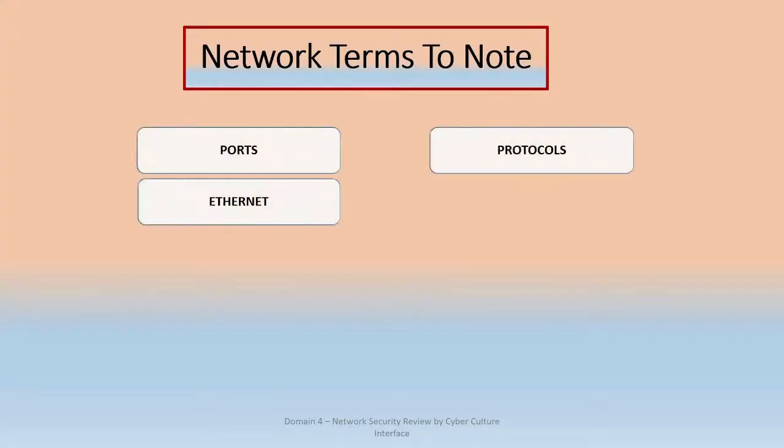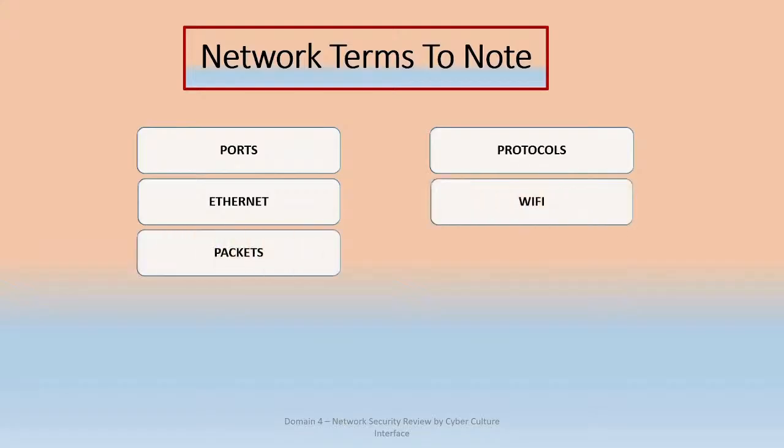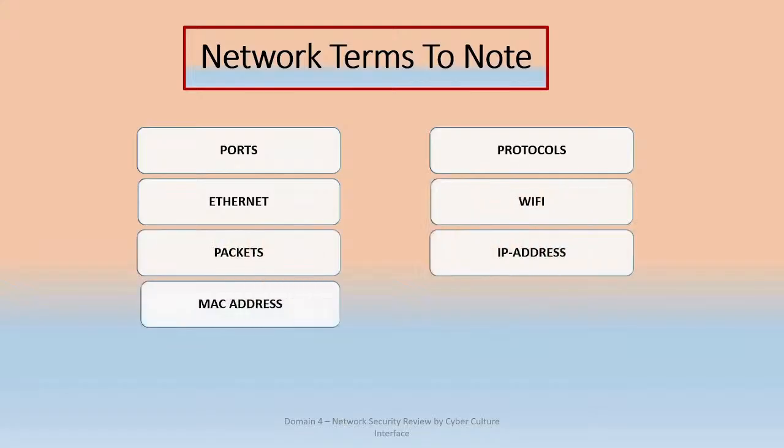Now, in ISC2 Certified in Cybersecurity Domain 4, there are some network terms that you need to take note of. There are terms like protocols, ports, Ethernet, Wi-Fi, packets, IP address, MAC address. You regularly come in contact with these terms, and then you need to understand them. You need to look at the definitions and know how to apply them.